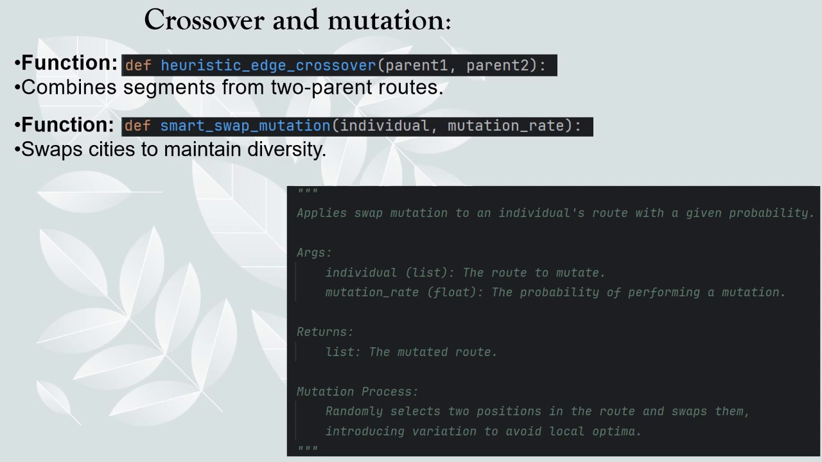And these are some comments that I added to the source code. Applies to the mutation function. Applies swap mutation to an individual's route with a given probability. Arguments: individual, list, the route to mutate, and mutation rate, float, the probability of performing mutation. It returns a list, the mutated route, of course, and the mutation process randomly selects two positions in the route and swaps them, introducing variation to avoid local optima.